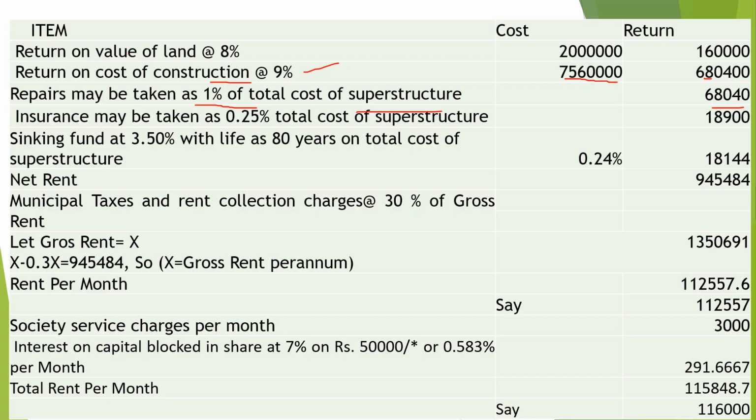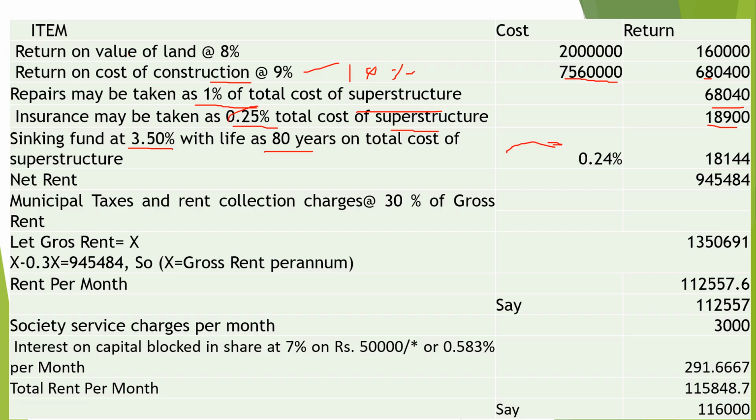And then insurance may be taken as 0.25% of cost of superstructure. Sorry, repairs are taken as 10%. No, not 1%, it is 10% of total cost of structure. And insurance is taken as 0.25% of superstructure, which is 18,900. So it is 10% and 0.25%. And then sinking fund you can calculate at 3.5% for 80 years. Sinking fund coefficient will be 0.24%.